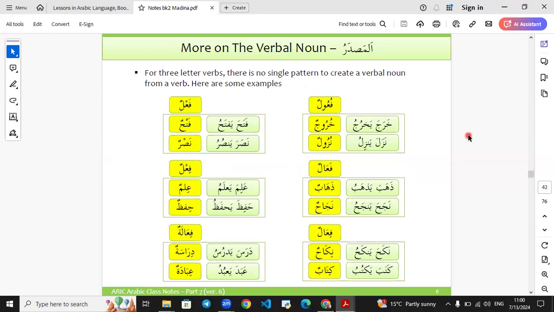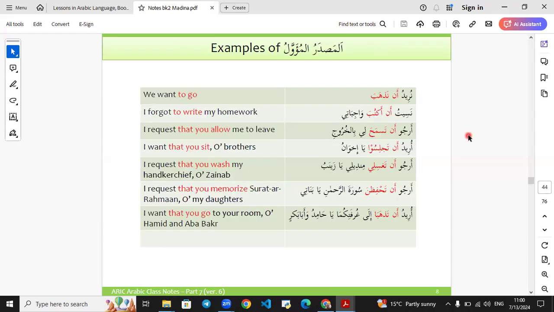So let's have a look at this one. Okay, take note. An aktub. Okay, let's look at nasitu an aktuba wajibati. I forgot to write my homework. Wajibati. Wajib. This is homework. So wajibati. I forgot. Nasitu. فعل ماض أو فعل مضارع؟ فعل ماض. Here it is مبني على السكون because we've got سكون نسيت which is اتصلت بتاء الفاعل. So you say نسيت if you are speaking about yourself.